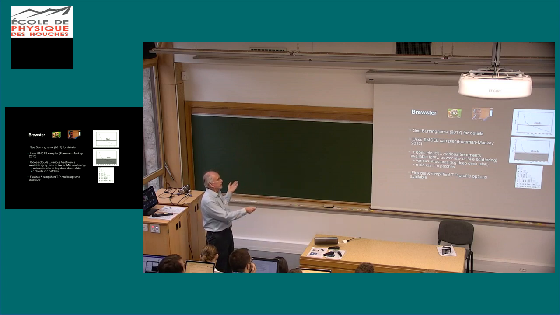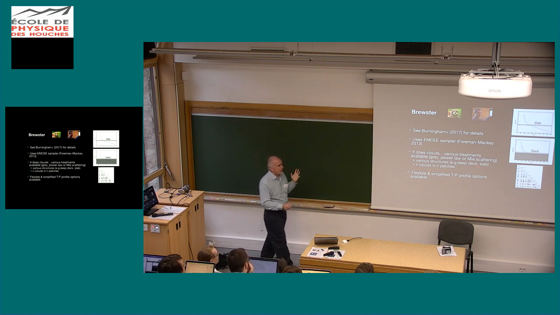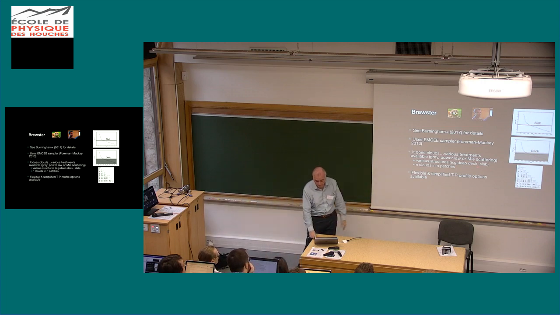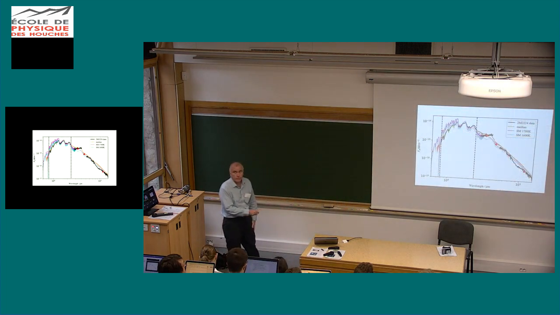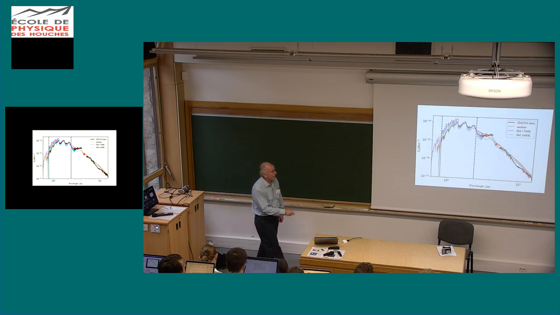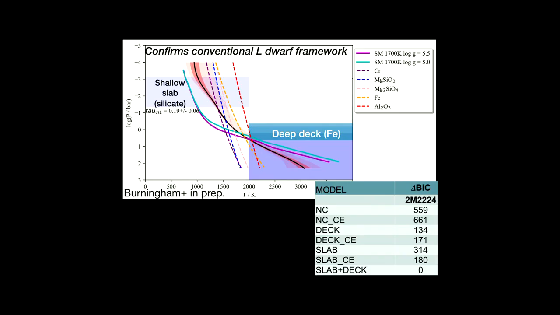Ben Burningham, he's on the right of the two, has written a retrieval code he calls Brewster, but it can do slab clouds, cloud decks. I won't go into all the details, but he can retrieve on different compositions. And he's applied this, for example, to brown dwarfs, to the L dwarfs. Here's 2MASS 2224. There's near-infrared data, IRS data. The models are in the colors. They don't fit very well. I won't go into that in detail. But then he runs the retrieval on it and gets temperature profiles.